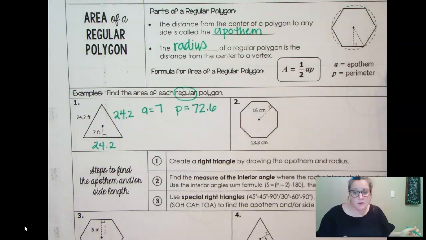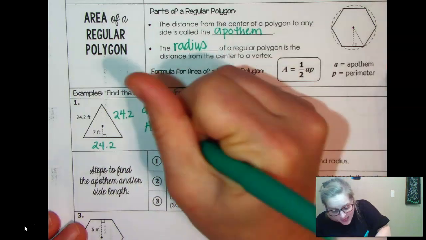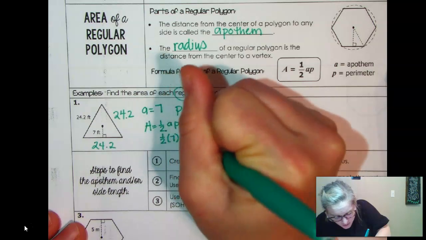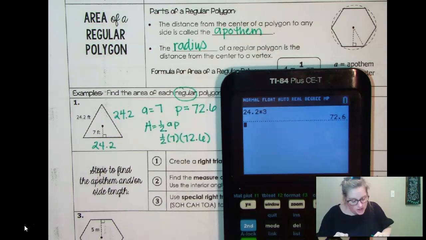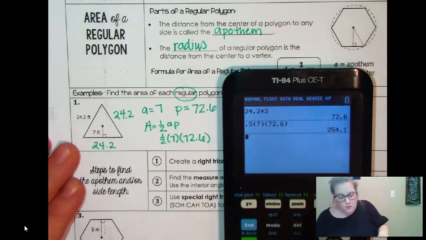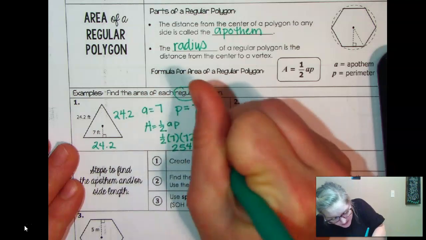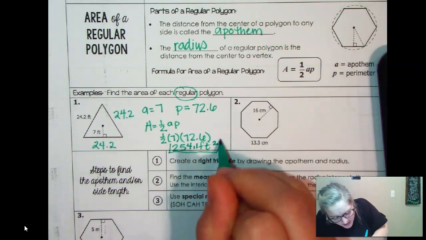Once I have all that information, I just plug it into the area formula. Area equals 1/2 AP. So 1/2, 7 times 72.6. If you are using your calculator at home, you'll probably just want to use 0.5 because that's what 1/2 is. 7, 72.6. And ta-da, our answer is 254.1. That is again feet, and it's still squared because we're dealing with area. So that would be my answer.